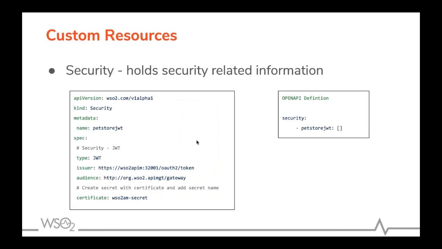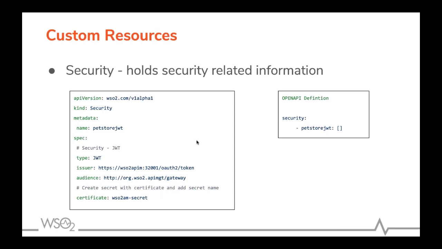If you go to the security custom resource, the security holds the security related information. Let's assume that you want to expose your microservices as an API, and then you want to secure that API with JWT. To do that, you can come up with a security policy like this. You can define a type as JWT, define an issuer here, provide an audience, and finally you need to provide a certificate of that JWT issuer. You can create a secret in Kubernetes with this certificate file, and then under the certificate section, you can give the secret name.